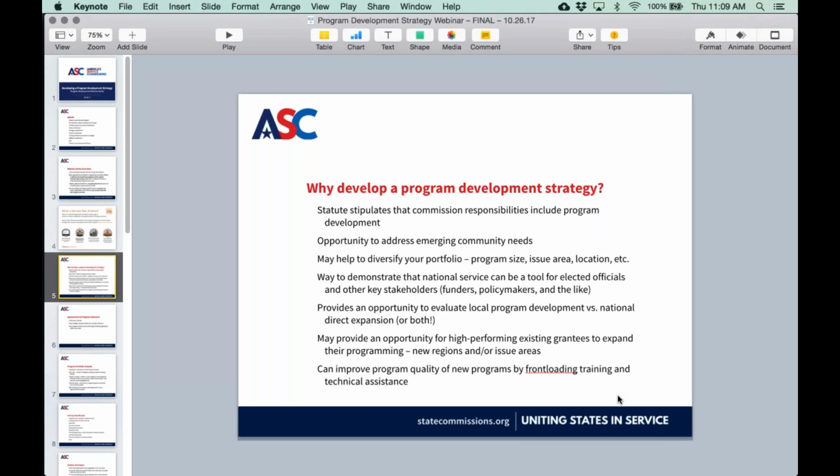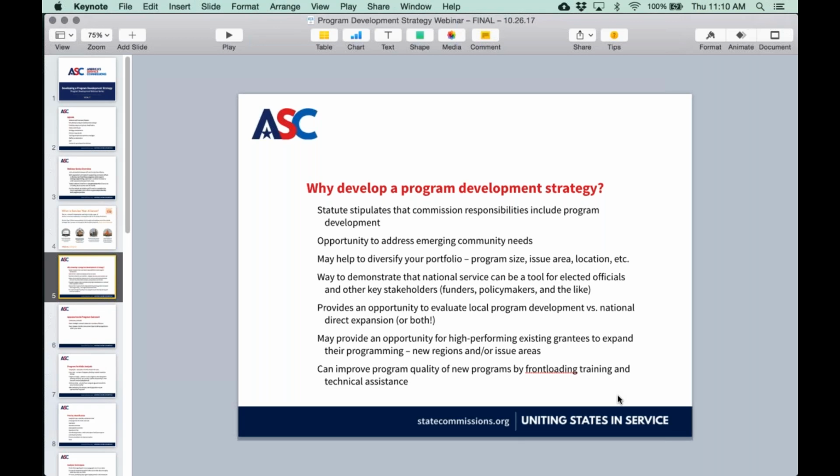It also provides an opportunity for you to evaluate local program development versus national direct expansion, or both. By that we mean, is the best way to address community needs in your state local program development, where you're trying to seed those local programs, or might there already be an existing national direct program that addresses that issue and might be a good fit for your state? In reality, it might be a combination of both, but taking a step back and developing a strategy is a great way for you to answer that question for your particular commission.